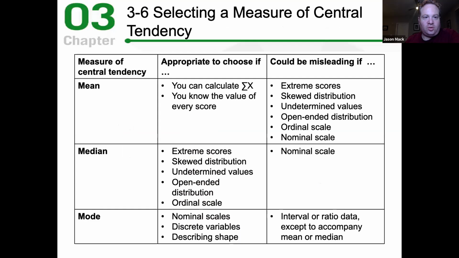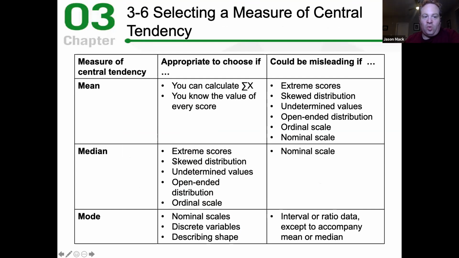So the next thing we want to talk about is what measure of tendency we should use. It's appropriate to choose a mean if you can calculate the sum of the values. This is the sum of, or the Greek sigma. X is always the values. You know the value of every score. It could be misleading with extreme scores, outliers, skew distribution. The mean's the best with a normal distribution. An ordinal scale, a nominal scale, open-ended distribution could all throw the mean off and then it could be misleading.